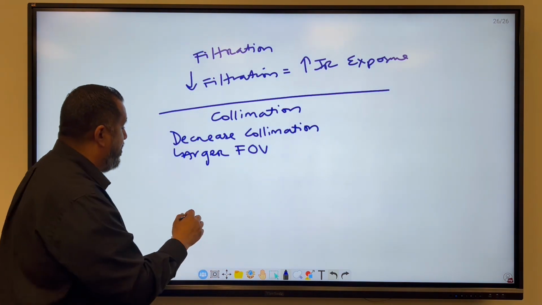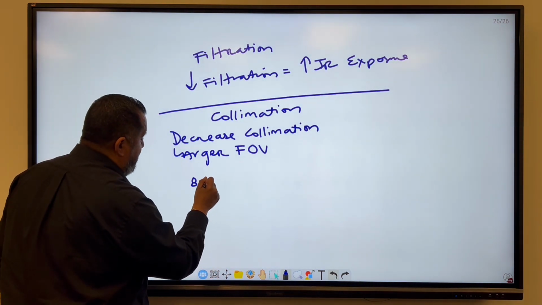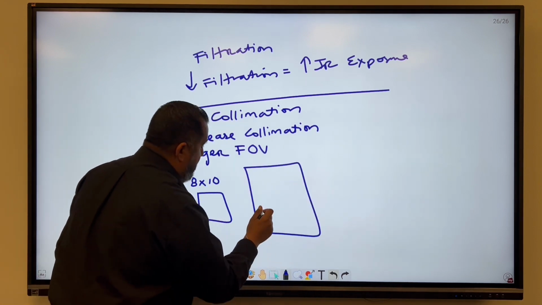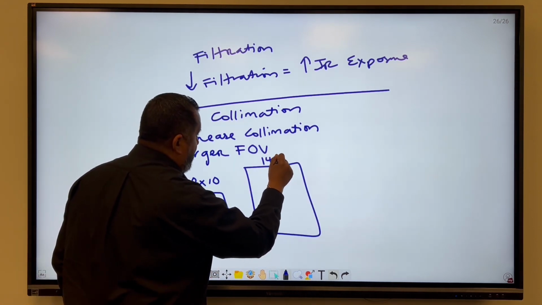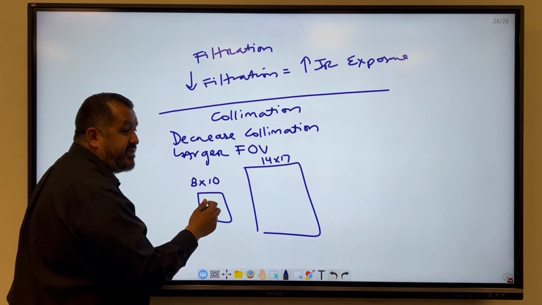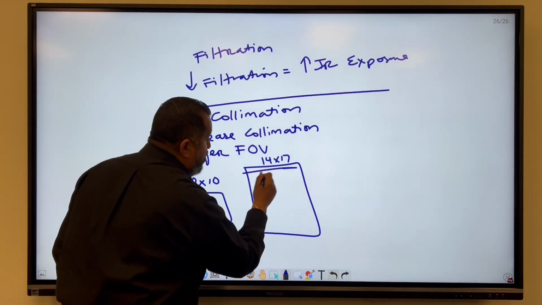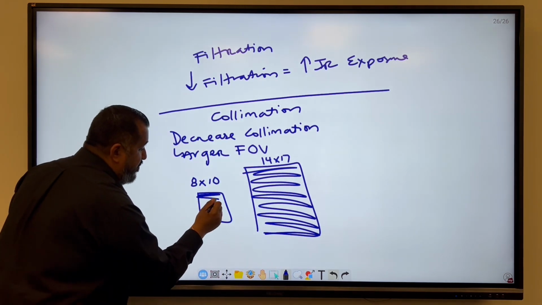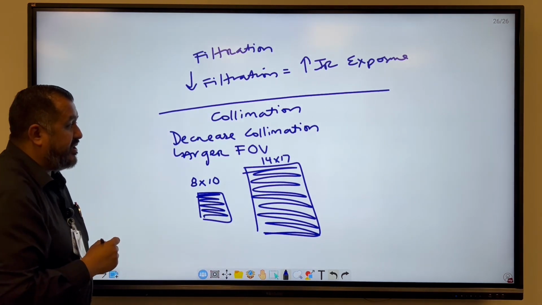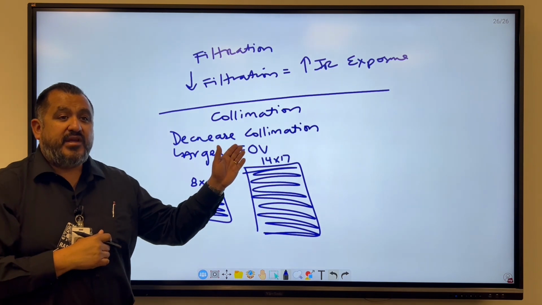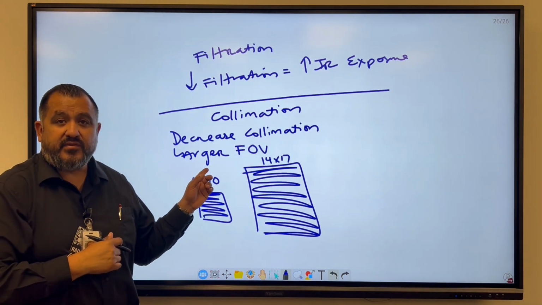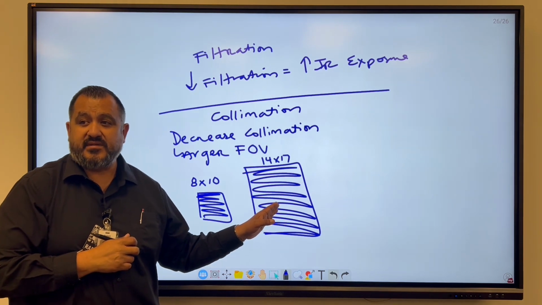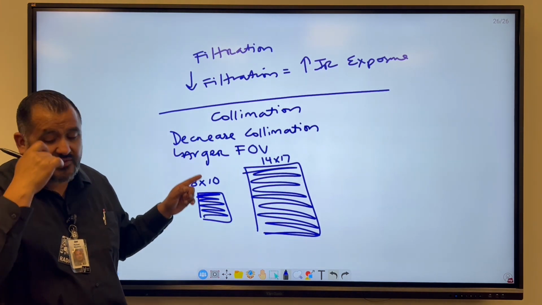So if you go from, let's say, an 8x10 field of exposure, and now you go to a 14x17 field of exposure, you're not decreasing it, right? You're opening it up. You're going to have more x-rays strike the detector in your field of view compared to 8x10 here. So again, when you decrease collimation, you use a larger field of view, you're going to have more receptor exposure. Does that make sense? Okay. So again, be careful with the wording here.